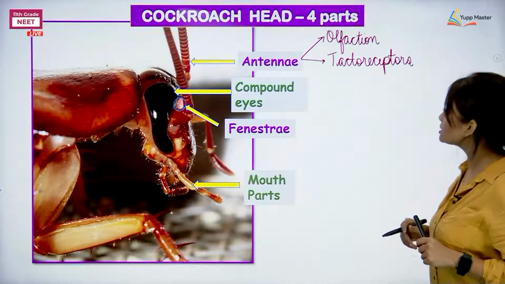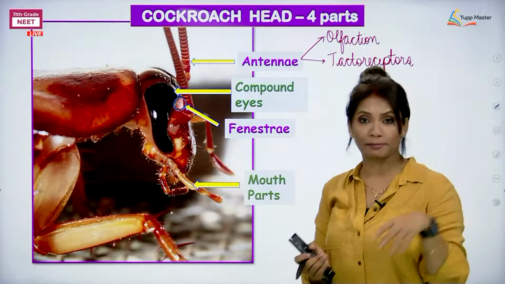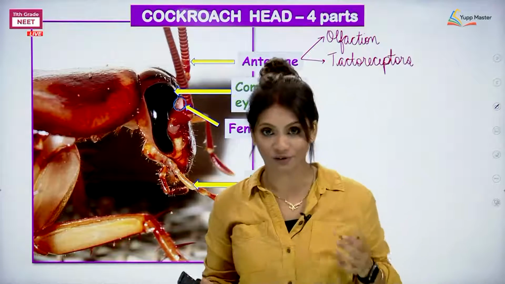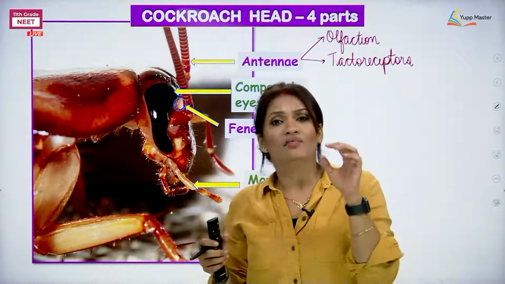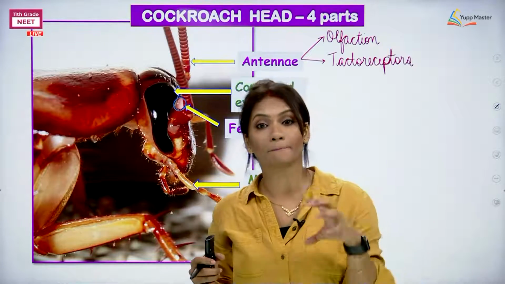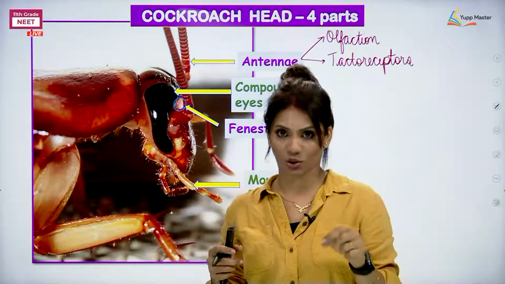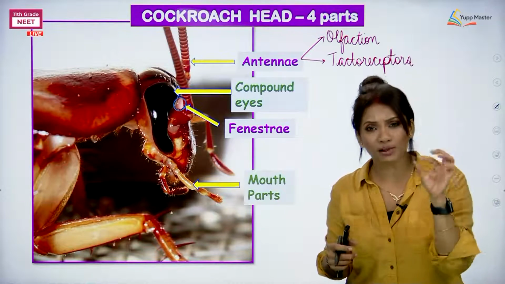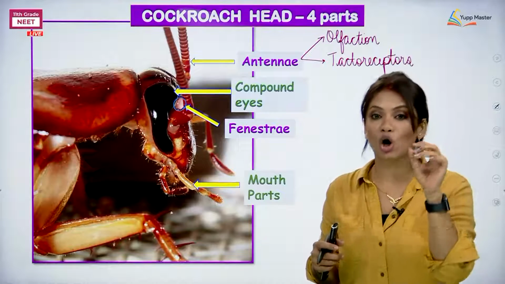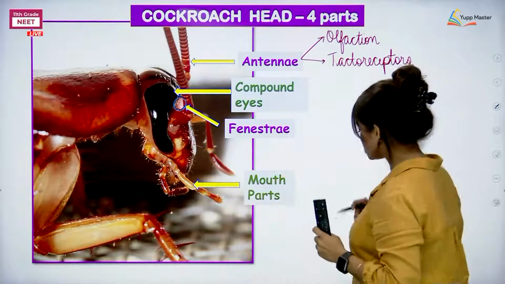Now, after this, when we talk about the compound eyes, if you remember, they are located on the lateral sides of the head. And if we are saying that they are compound, it means that they are going to be made up of many simple units. Now, these compound eyes are made up of those simple units, and those units were called ommatidia. What were they called? They were called ommatidia.